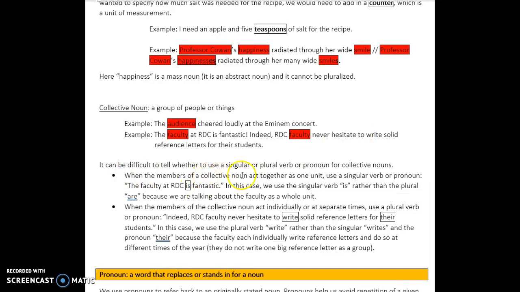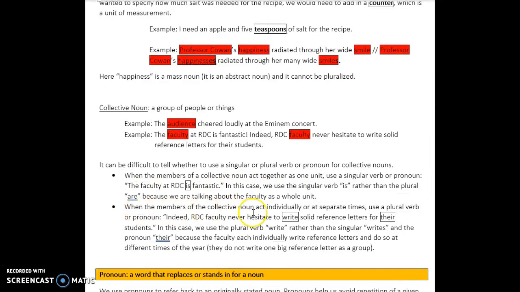When the members of a collective noun act together as one unit, you need to use singular verbs or singular pronouns. So for instance, the faculty at RDC is fantastic. In this case, we use the singular verb is rather than the plural verb are because we are talking about the faculty as a whole unit.